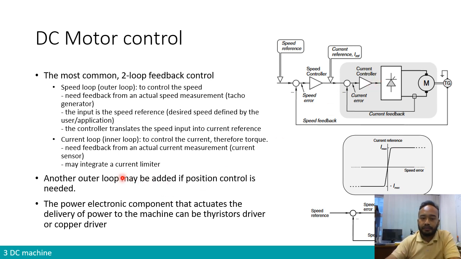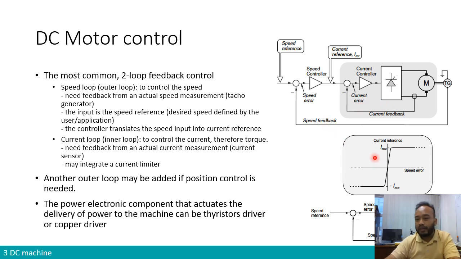Again, to do that, of course, we need a measurement of the actual current. So we would have a current probe or current sensor, and the current will be compared to the reference current. Then the current controller will translate it into a command to the gate of the thyristor, for example, if you're using a thyristor motor driver.